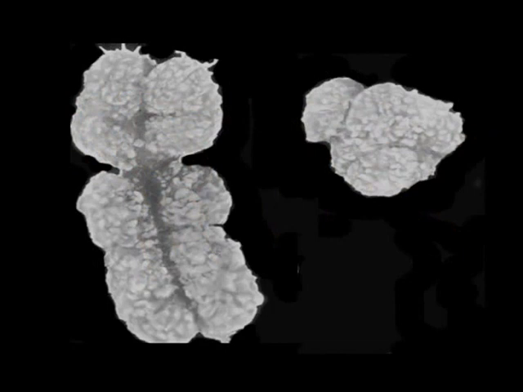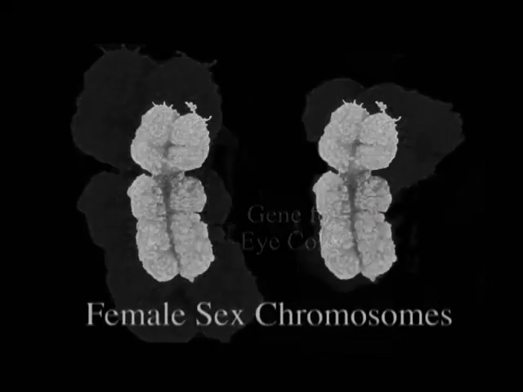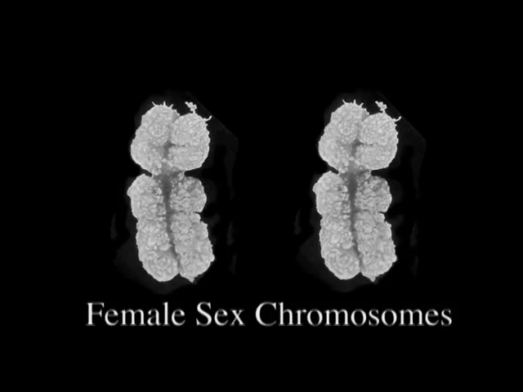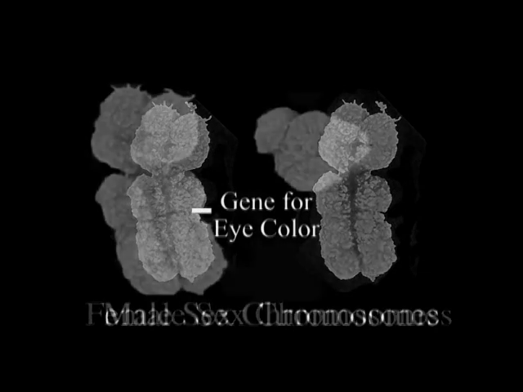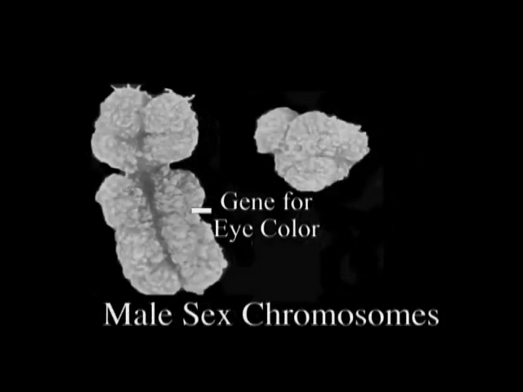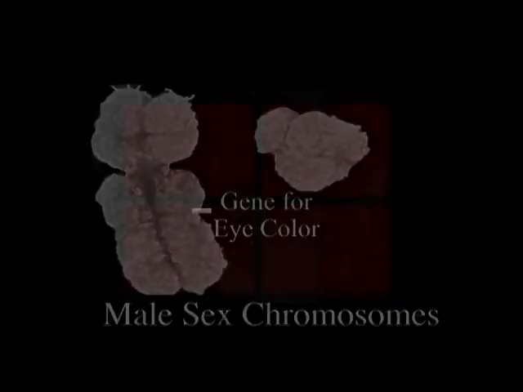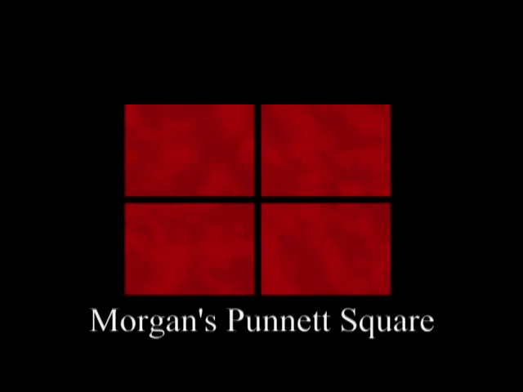In order to explain his results, Morgan hypothesized that while there is a gene for eye color located on the X chromosome, there is no corresponding gene on the Y chromosome. Thus, females, which receive 2 X chromosomes, also receive 2 genes for eye color, while males, which receive 1 X and 1 Y chromosome, receive only 1 gene for eye color. Looking at Punnett squares based on Morgan's hypothesis helps explain the results of his experiment.